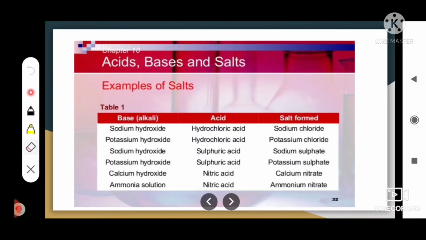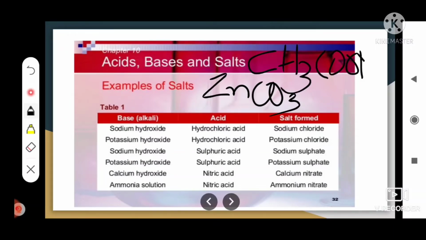And the salts of carbonic acid are called carbonates. For example, zinc carbonate, ZnCO3. Then the salts of acetic acid are called acetates. For example, sodium acetate, the formula is CH3COONa, that is sodium acetate.